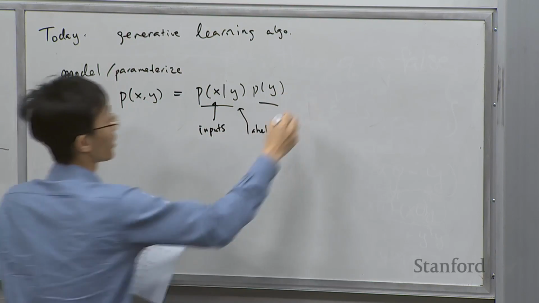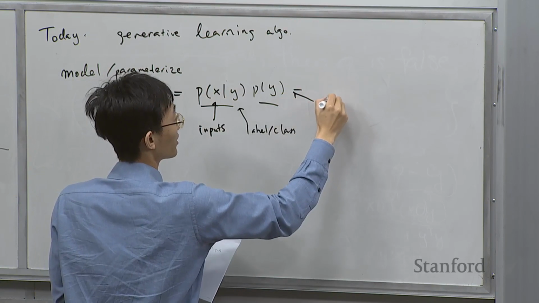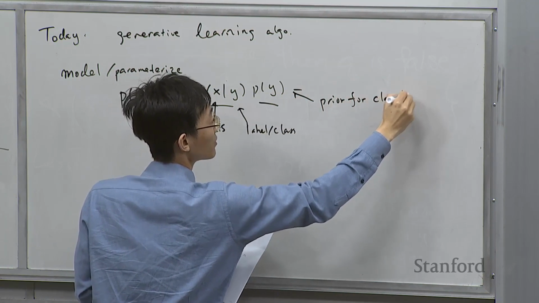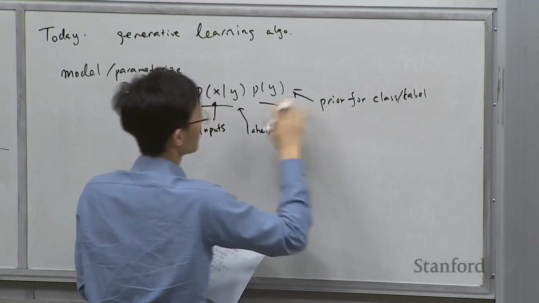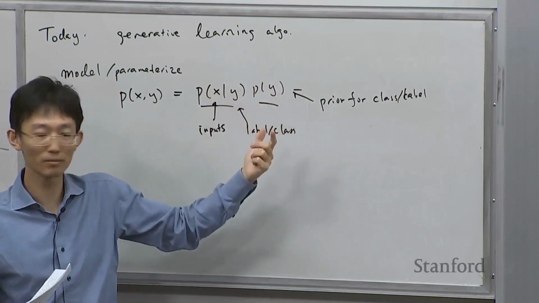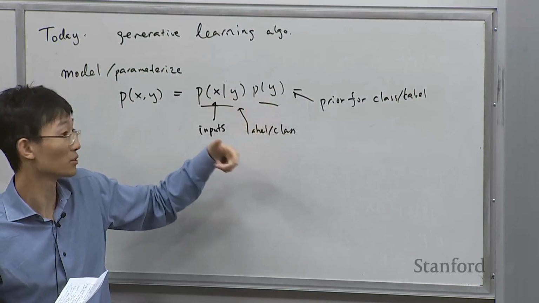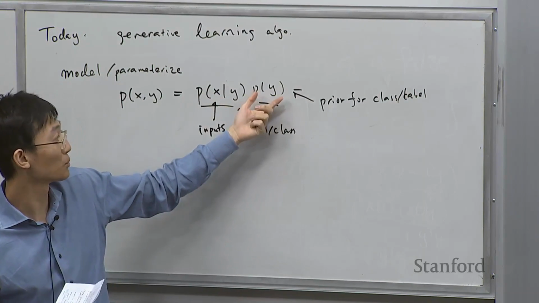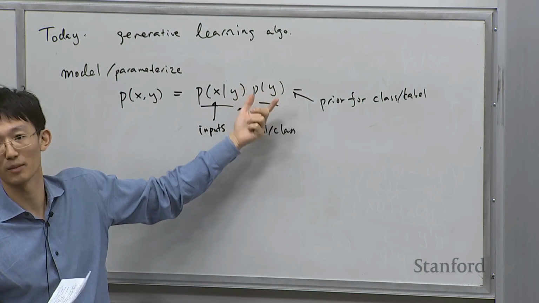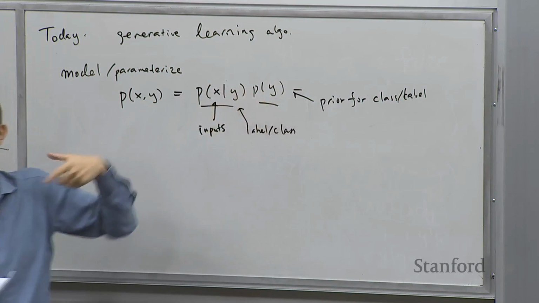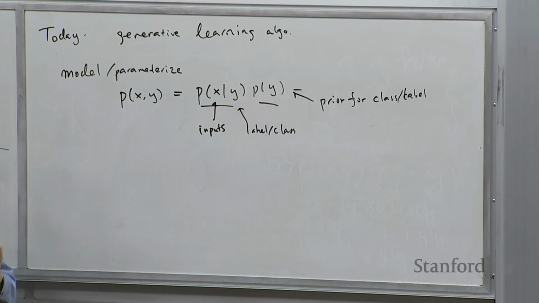And sometimes we also call this a prior for the label, a prior for the class or the label. Because this is what you believe. For example, suppose y is 1 means positive sentiment, y is 0 means negative sentiment, right? Suppose you are classifying the text. Then this is a distribution over 2 labels, positive and negative. And this is the prior that you have for how many positive examples or negative examples are in your data set.